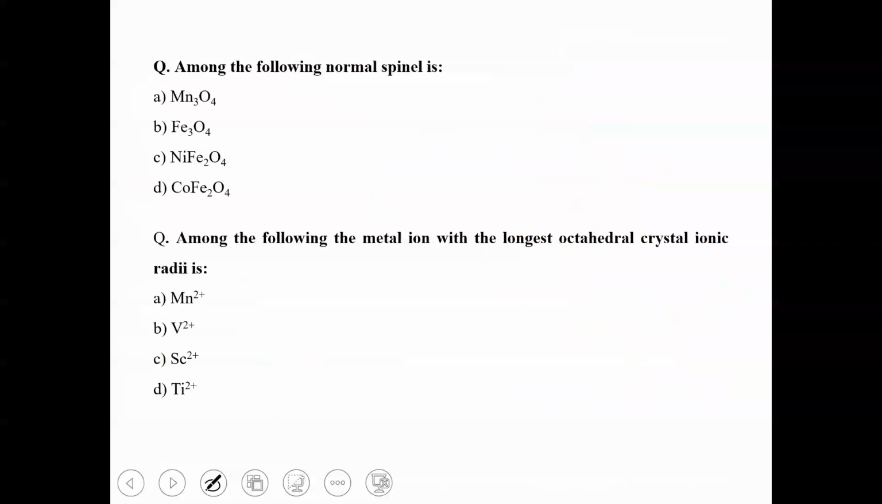So moving to the next two, here are other examples. You have to identify which is the normal spinel structure. And the next one is related to the longest octahedral crystal ionic radii. Okay, so if you know the answer, please tell me. I will wait for 2 minutes and thereafter I will explain.